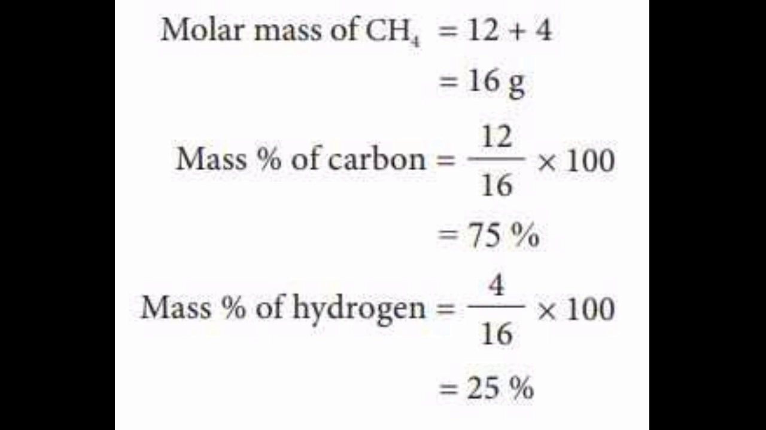Then the mass percentage of hydrogen: there are 4 hydrogen atoms, so 4 into 1, since hydrogen atomic mass is 1. So 4 divided by the molar mass of methane, 16, into 100. So the mass percentage of hydrogen will be 25%.